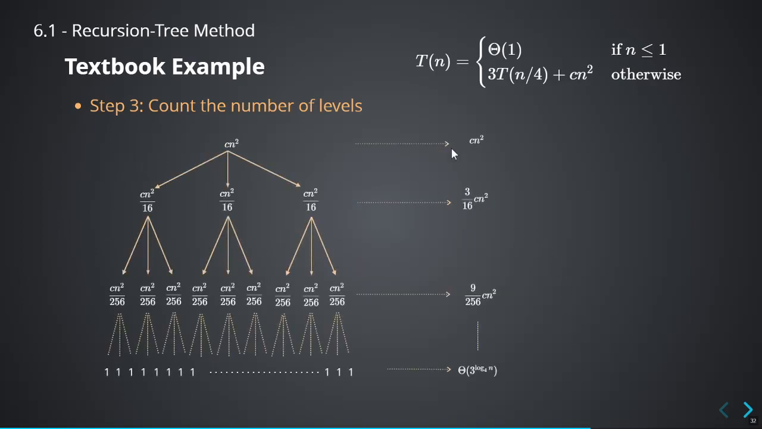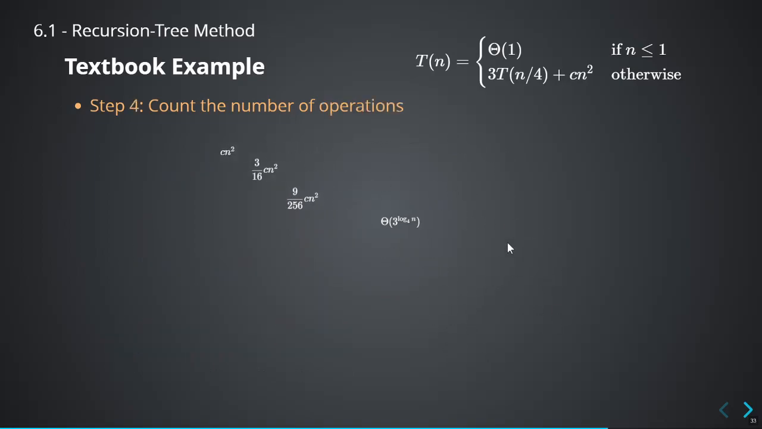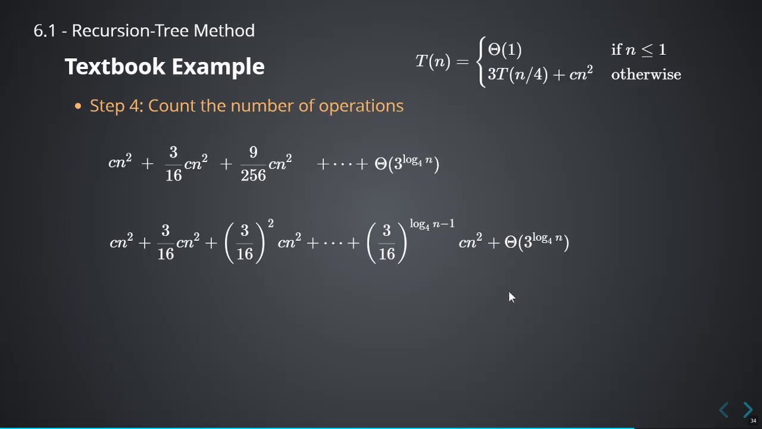So this is what the tree looks like. This is the number of operations we have to do on every level. And now let's work out the formula. Okay, so again, we have all the levels here except for the last one, and the last one I'll write as theta of 3 to the log base 4 of n. So this is a sum that we have to work out. And I can pull out 3 over 16 on each one of them. Every term is just a power of 3 over 16. Okay? So I have to work out the summation.